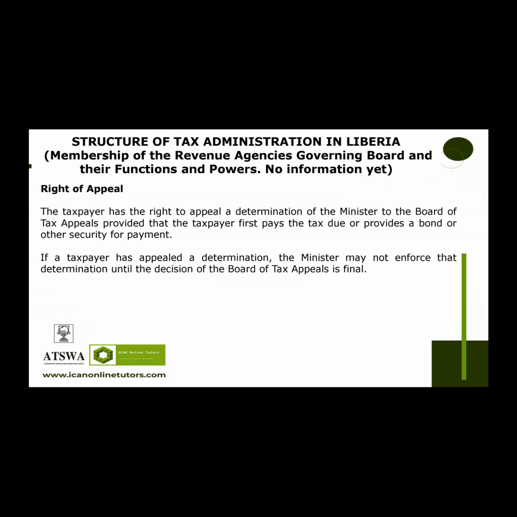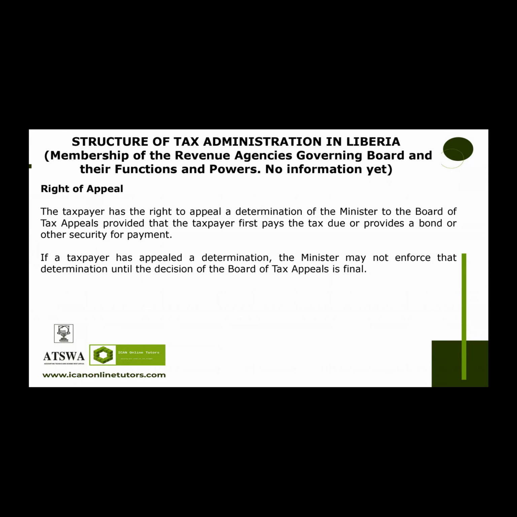The taxpayer has the right of appeal, just like in every other tax jurisdiction. In Liberia too, the taxpayer has the right to appeal a determination of the minister to the Board of Tax Appeals, provided that the taxpayer first pays the tax due or provides the bond or other security for payment. If a taxpayer has appealed a determination, the minister may not enforce that determination until the decision of the Board of Tax Appeals is final.